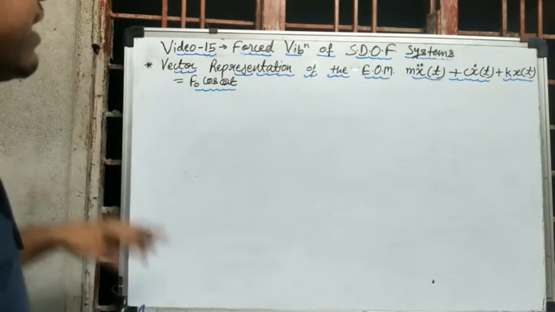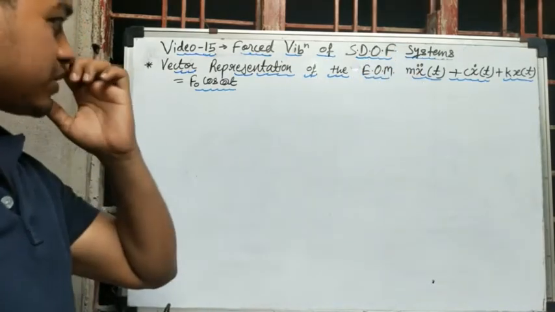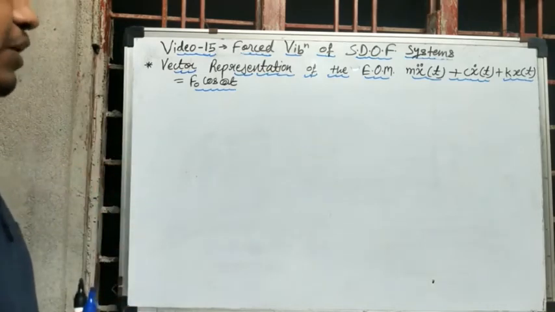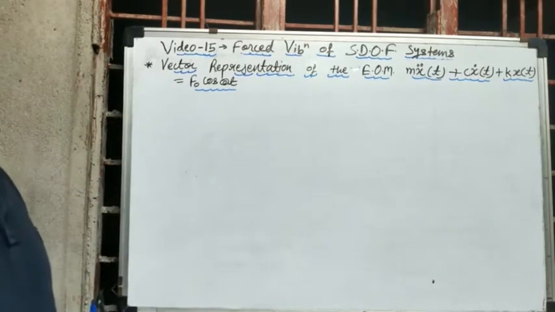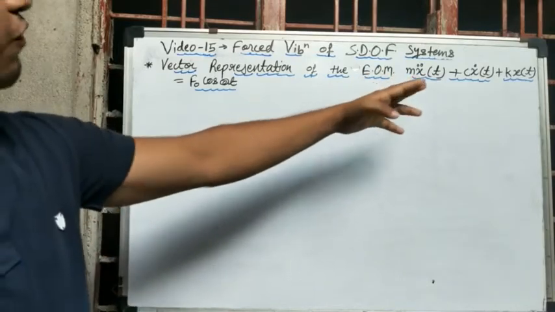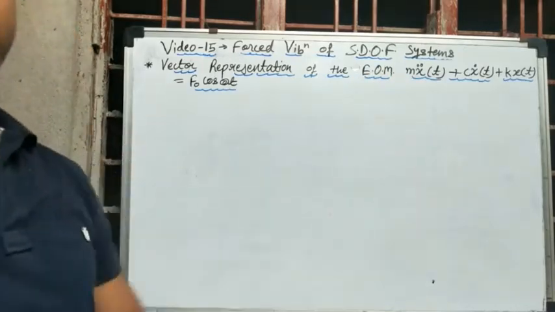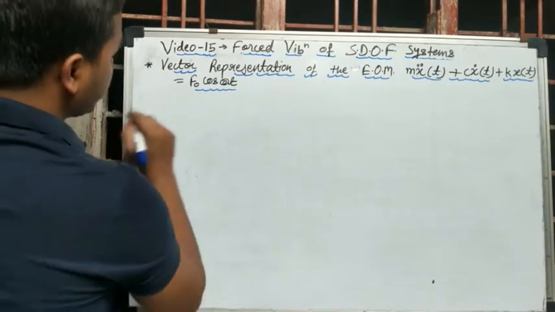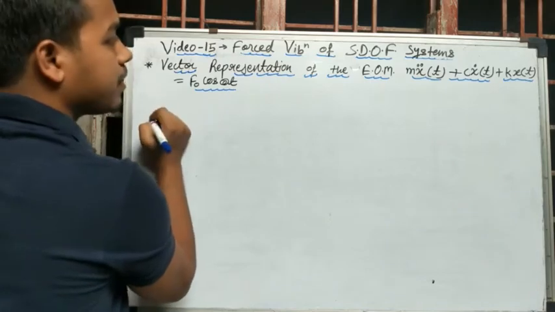We have already derived this equation of motion, m x double dot plus c x dot plus k x equals F naught cos omega t, in my previous videos. You can watch the derivation part. Today we are going to represent this equation of motion in the form of a vector diagram. So without wasting time, we'll start this topic.